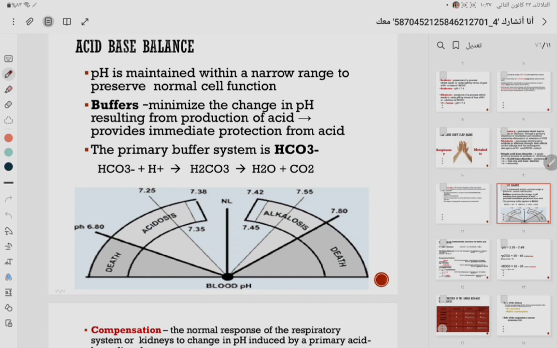Acid base balance: pH is maintained within a narrow range to preserve cell function and the enzymes. Many enzymes, and our enzymes, need to maintain their function to keep us alive.